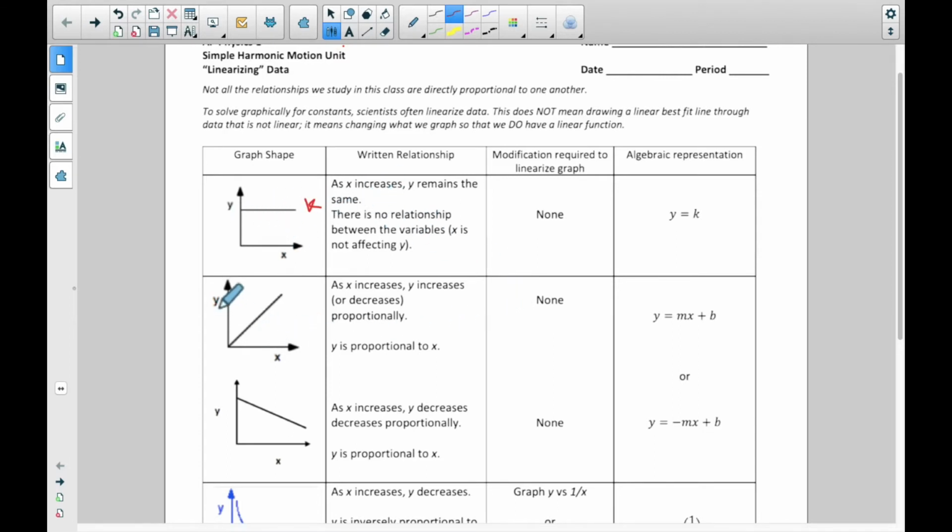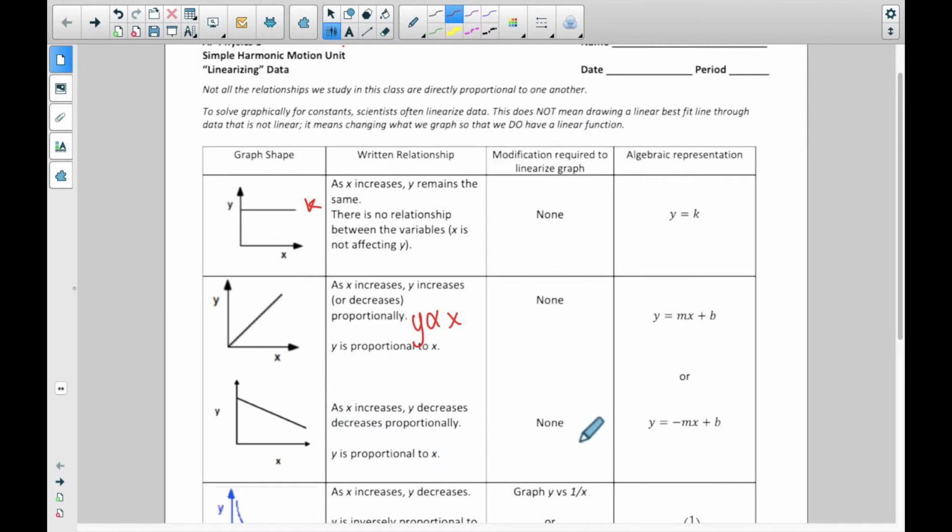All right, sometimes though, we do get a linear relationship with a slope to it. And so in this case, as x increases, y increases. In this case, as x increases, y decreases. That means that y is proportional to x. So we would say y is proportional to x. And then this one would also still be y is proportional to x. It's just a negative relationship.